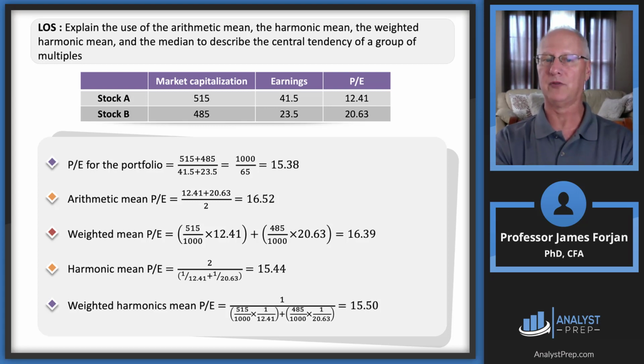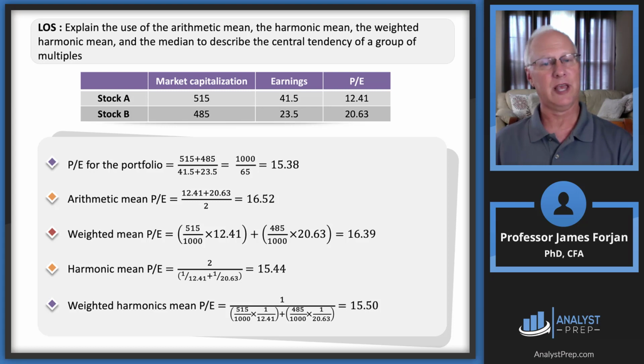All right, so notice that that's different than the arithmetic mean of those two PE ratios, which turns out to be 16.52. All right, so think about that. That's a huge difference there. Now, what we can do is we can weight that mean by the relative size of stock A and stock B in the portfolio. That's what we do in that third diamond point, and that gets us yet another one, 16.37.